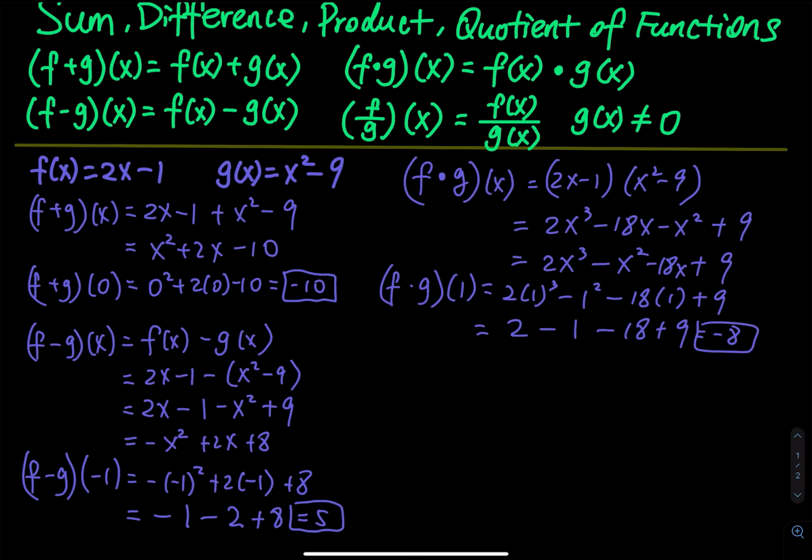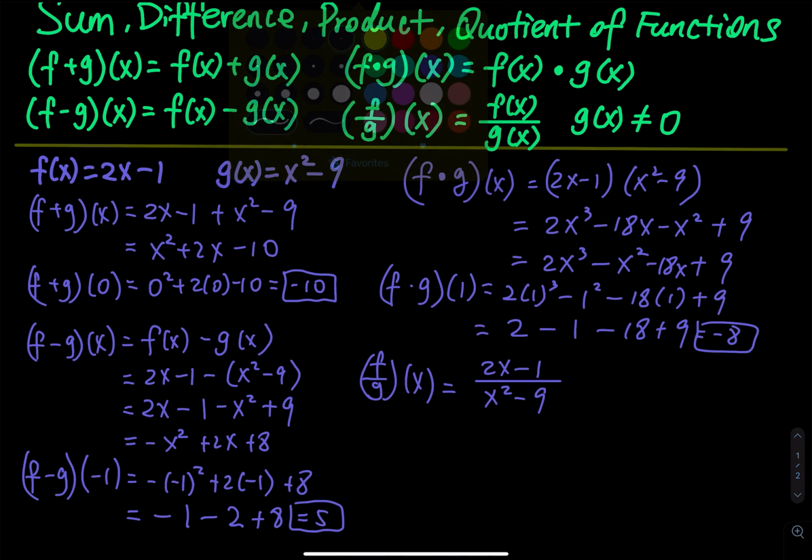And then what else? We have a division. So f over g of x. So we have the f on top, 2x minus 1, divided by x squared minus 9. This one, what are some restrictions? Can you find the domain for me? Before, let's just find the domain and then we do the function evaluation, because evaluation is easy, right? Just plug in a number. So what is the domain?